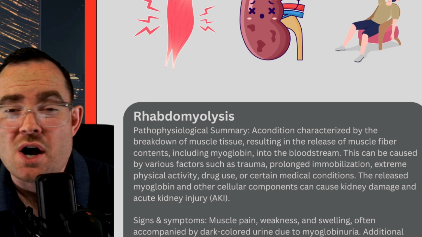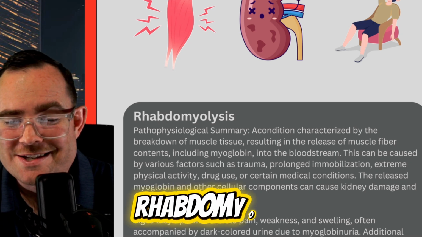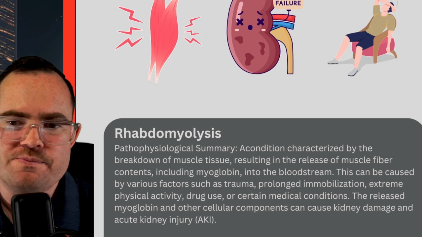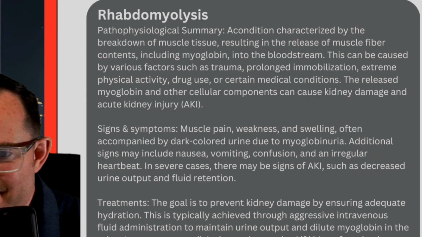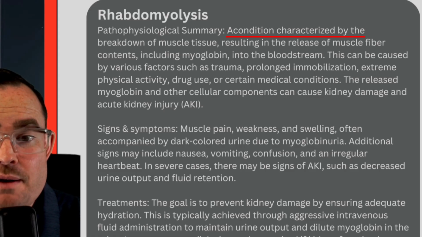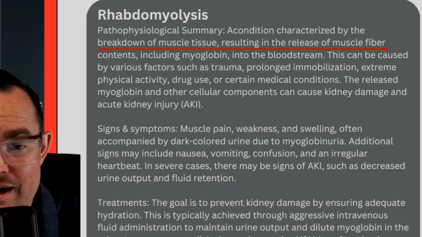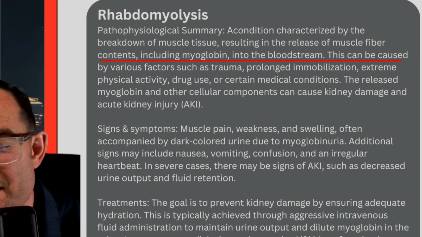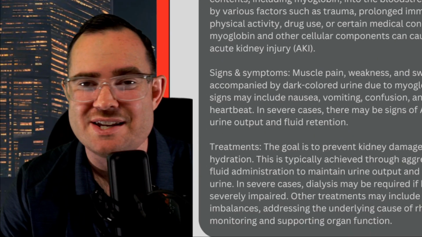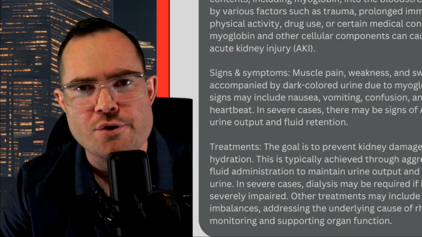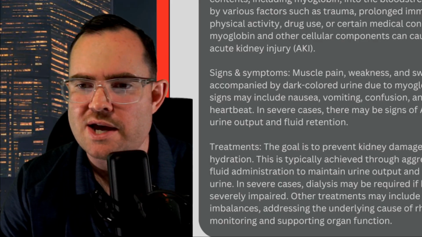The last one that we're going to talk about for this section is rhabdomyolysis. This is an emergency that you need to know. Rhabdo, for short, is a condition characterized by a breakdown of muscle tissues, resulting in the release of muscle fiber contents, including myoglobin, into the bloodstream. Now, myoglobin is a protein that is in your muscles, and it is supposed to stay in your muscles. It's not supposed to break down into the bloodstream.